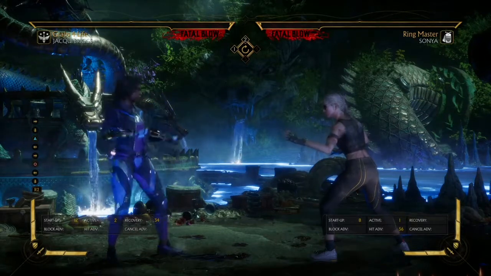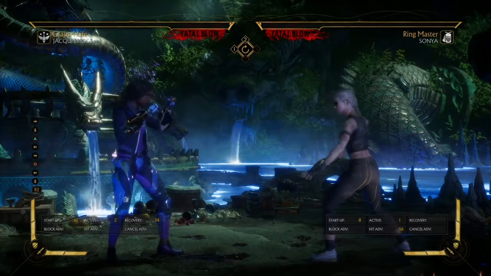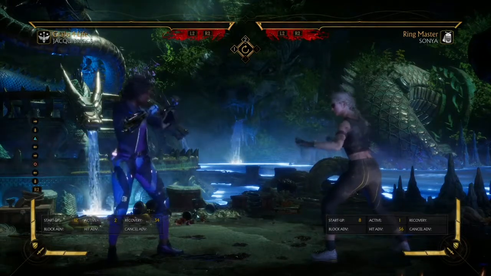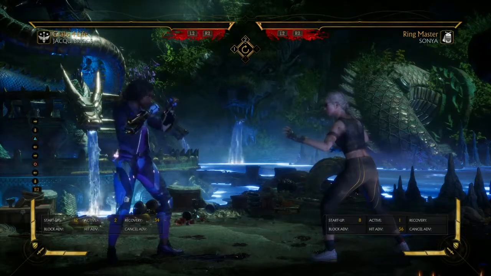Victor L, I never understood the frame data. Well, has what I've told you now helped you better understand it? If not, let me know.